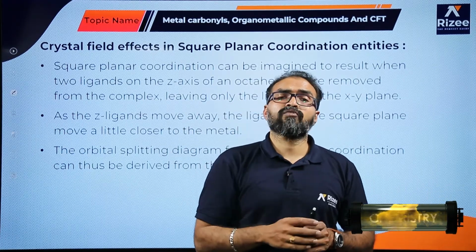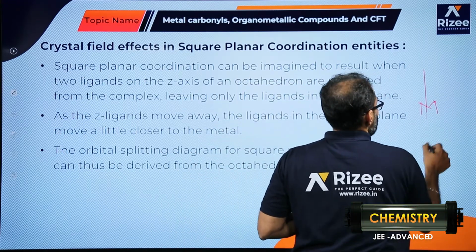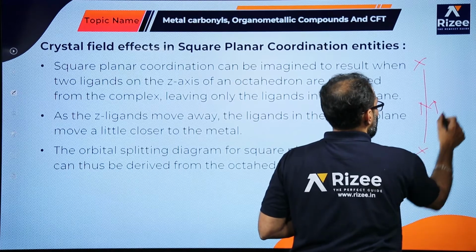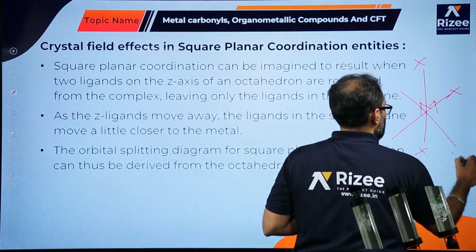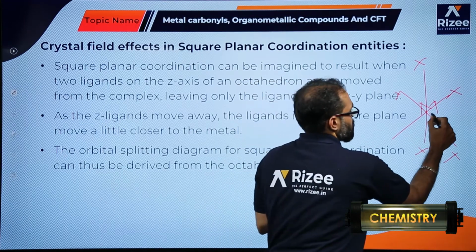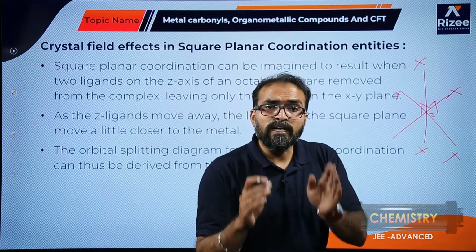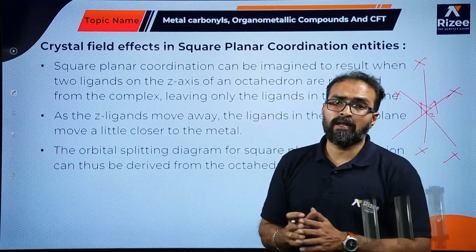We will get the square planar complex. Now see this. For example, this is an octahedral complex. If you imagine, these are the ligands. We are placing like this. Imagine this is the z-axis. Now we are removing the ligands along the z-axis. Now whatever is remaining will give the square planar complex.